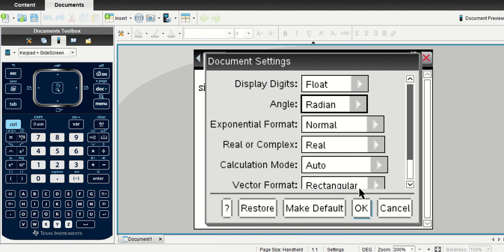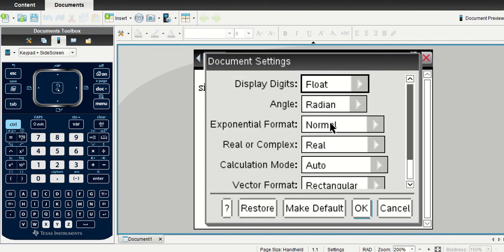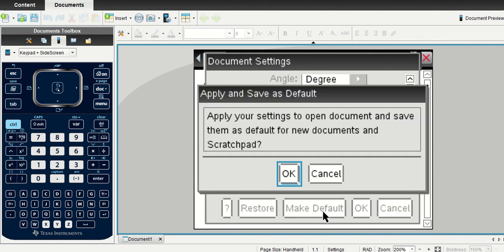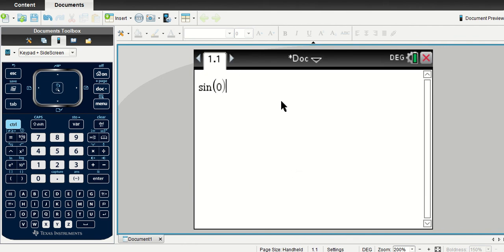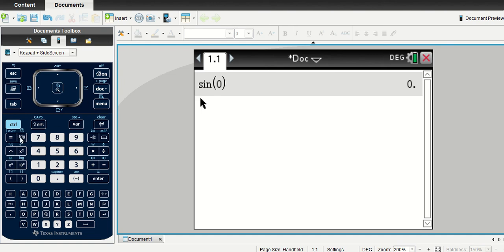If you switch it to radian, you'll notice that up here it says rad. That doesn't mean cool, that means it's in radian mode. All right, so we're going to go back here, make sure you select degree. We're going to click make default. So just press your tab button on your calculator to get to the make default and click enter. And then it asks if you want it to apply to all your settings? Click OK. So now if we click the sine of 0, we're going to get 0. If we go to sine of 10, so trig, sine, 10.